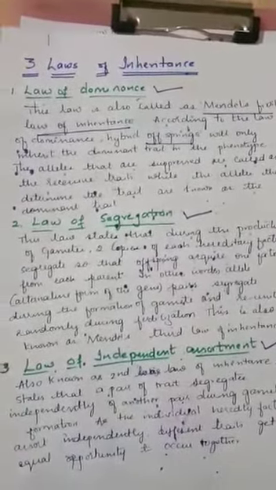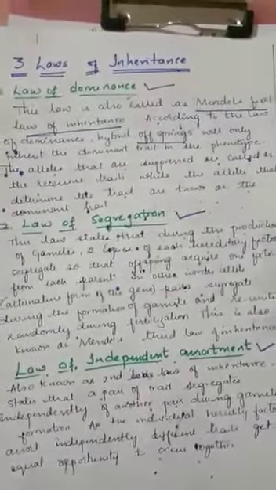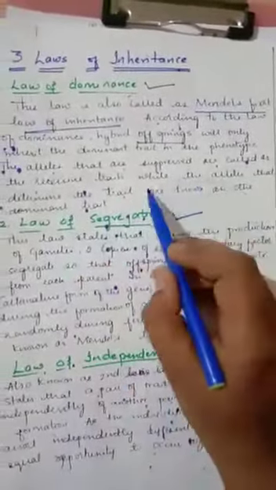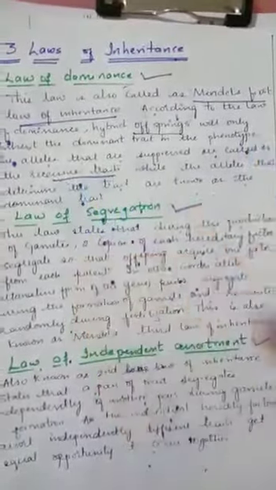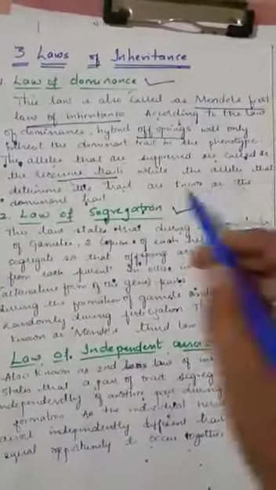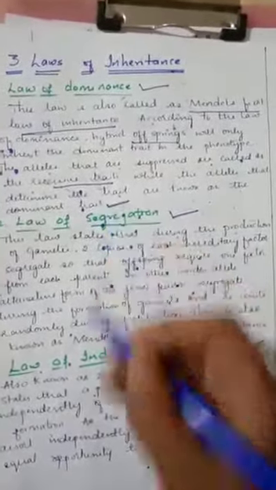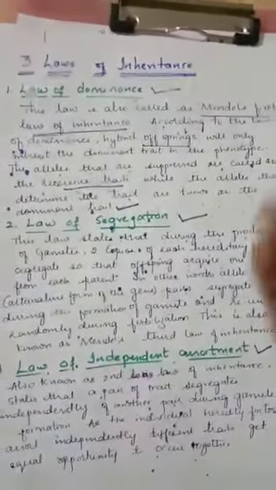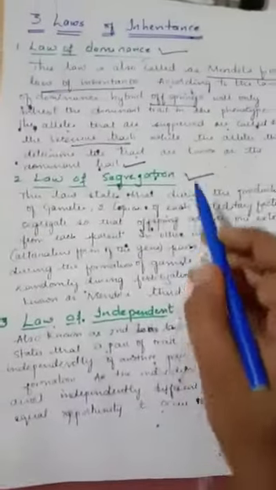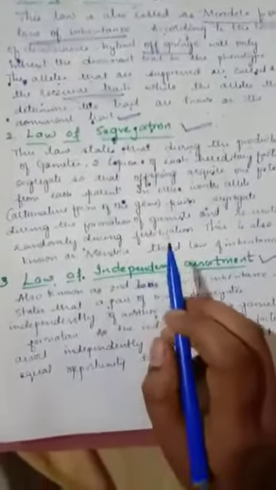Okay, so we saw in the monohybrid cross, right? It is going to inherit only the dominant character. And the alleles that are suppressed are called recessive. So the alleles which are suppressed are said to be recessive traits, while the alleles that determine the trait are said to be dominant traits. So the alleles which express are said to be dominant traits. So this is the first Mendel's law. It is also called the law of dominance.